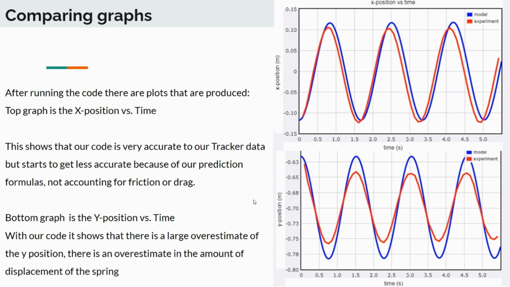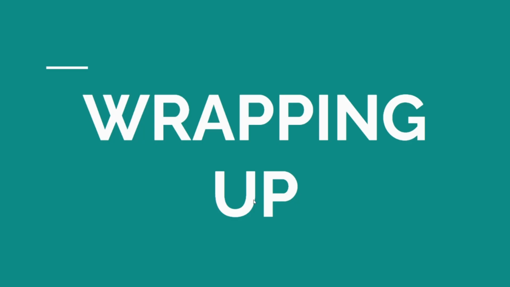Our bottom graph is the y position. And with our code, it shows that there's a large overestimate of the y position, and there's an overestimate because of the amount of displacement of the spring.